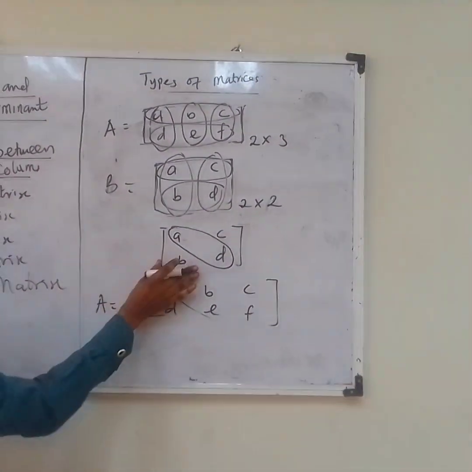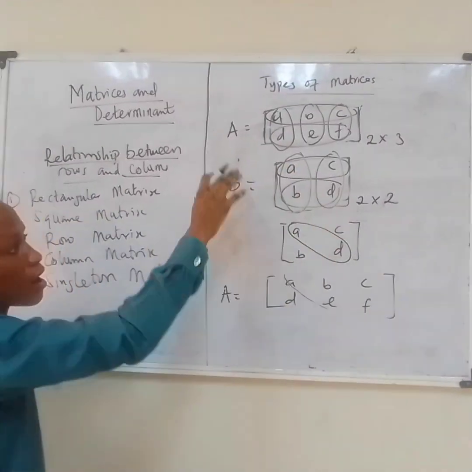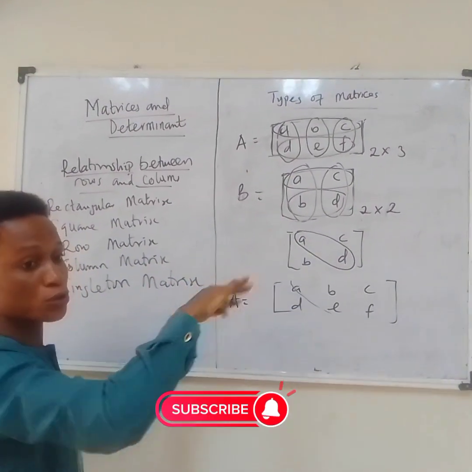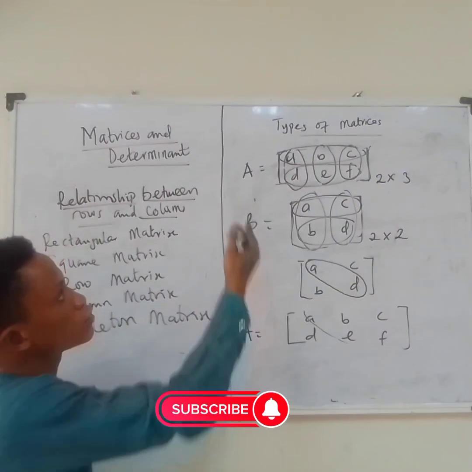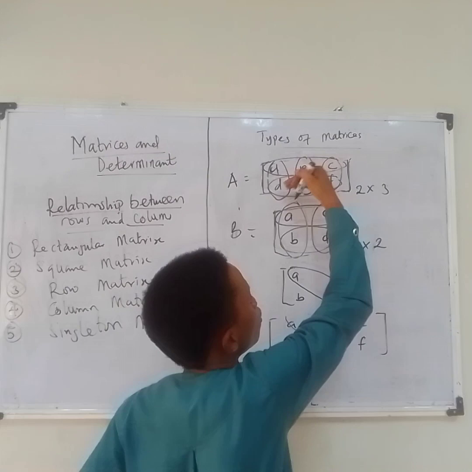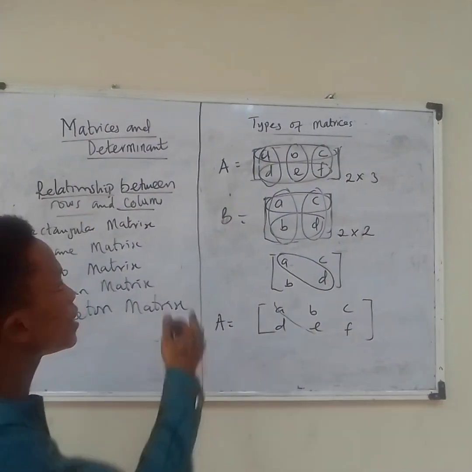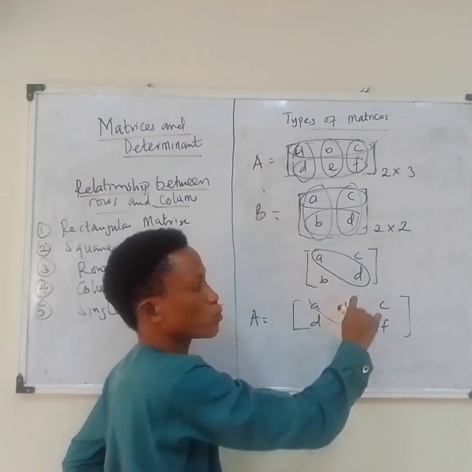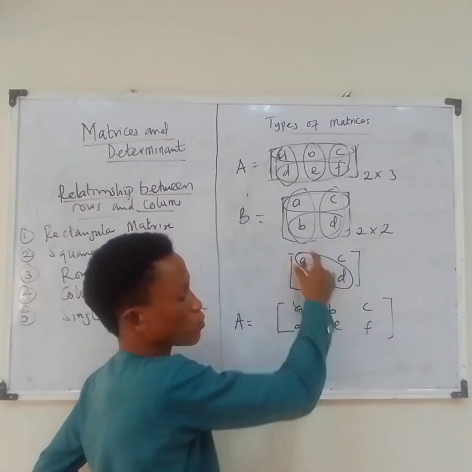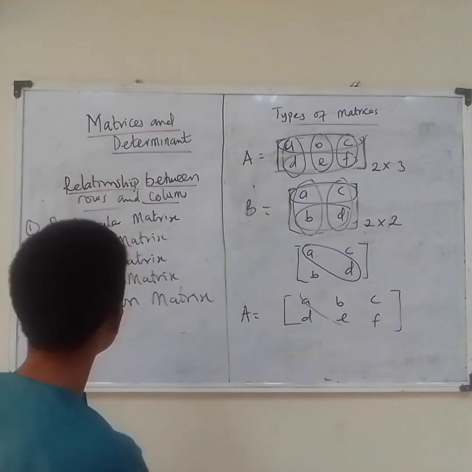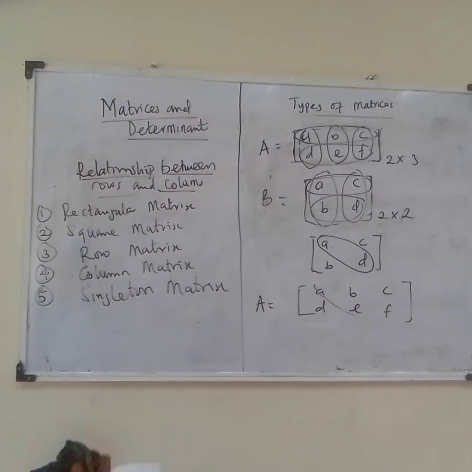So in a square matrix, the number of rows and the number of columns are the same. But in a rectangular matrix, what we have in the rows is not the same thing as what we have in the columns. Then in a rectangular matrix, we don't have a leading diagonal. But in the square matrix, we have what we call the leading diagonal. Then the next one is a row matrix.